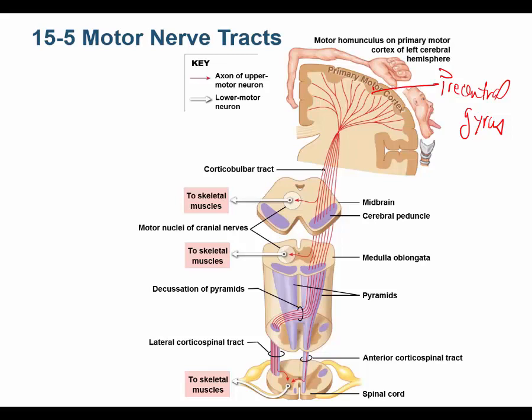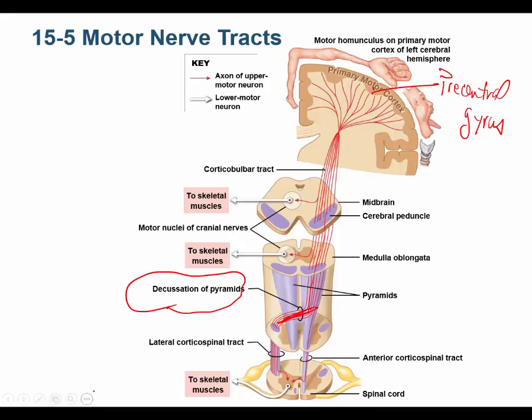All right, here's my upper motor neuron going down through the internal capsule, down through the cerebral peduncle, down through the medulla oblongata. Many, many of these fibers decussate in the medulla oblongata. They actually decussate at the pyramids. We call this the decussation of the pyramids.